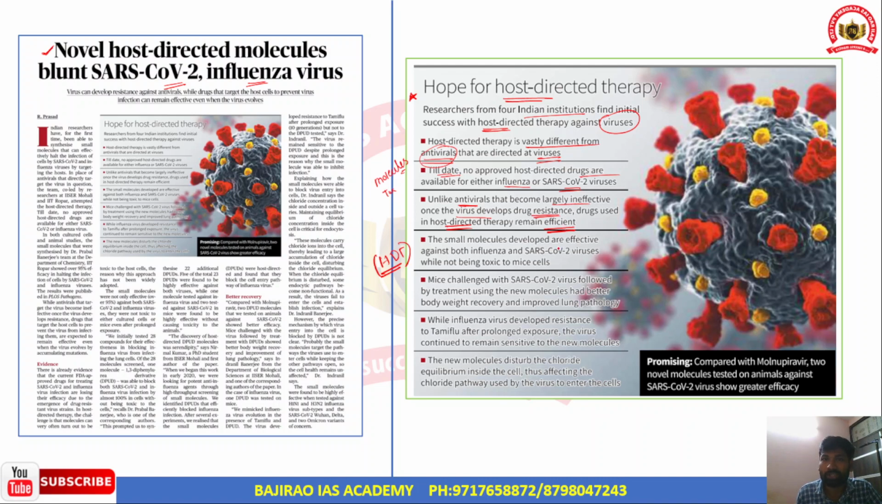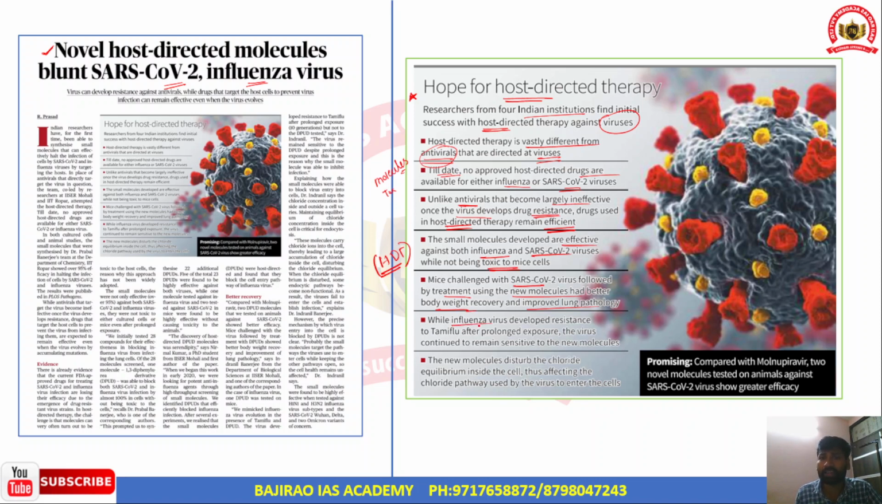However, small molecules developed are effective against both influenza and SARS-CoV-2, that has been revealed by the recent study and research. Okay, so they are not just effective, but they are also not toxic to mice cells. Now, mice challenged with SARS-CoV-2 virus were followed by a treatment using the new molecules. So the new molecules were tested in mice. Okay, so it had a better body weight recovery and improved lung pathology also.